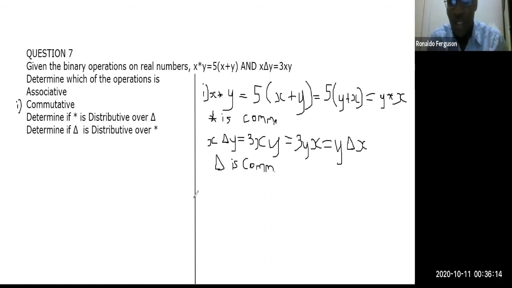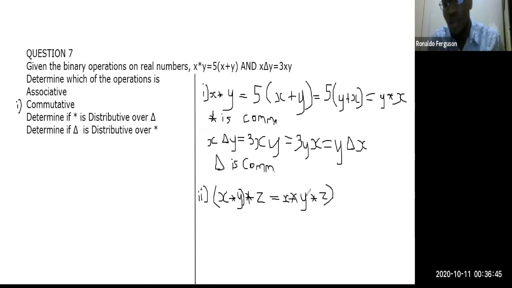To determine associativity, we just need to show that x star y, star z, the order of the operation does not matter. So we need to show that x star y star z, taken one way, is equal to x star y star z, taken the other way, where the order in which we take the operation does not matter. So let's start with our left hand side.